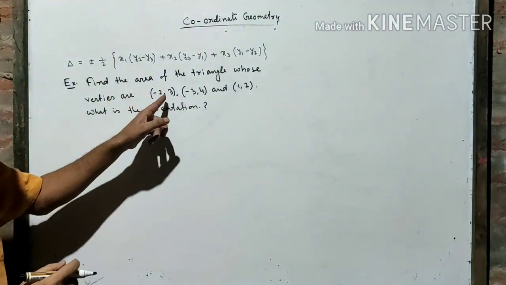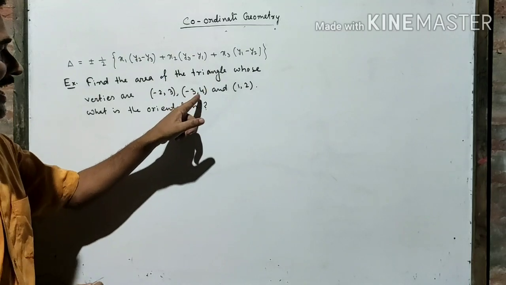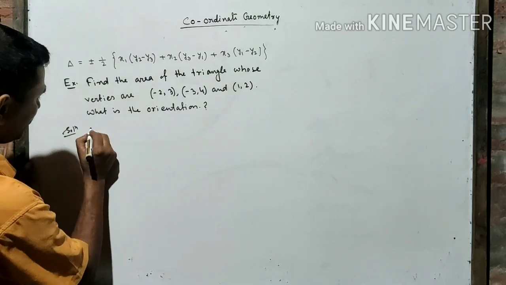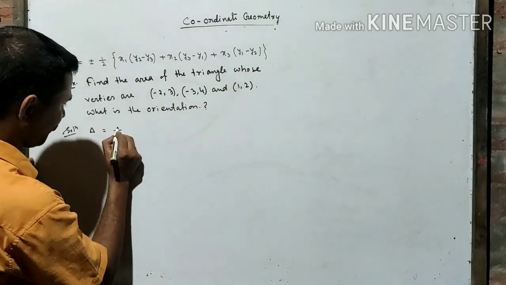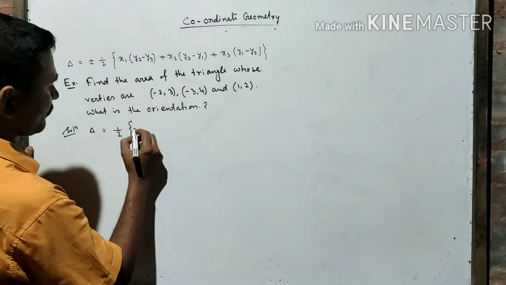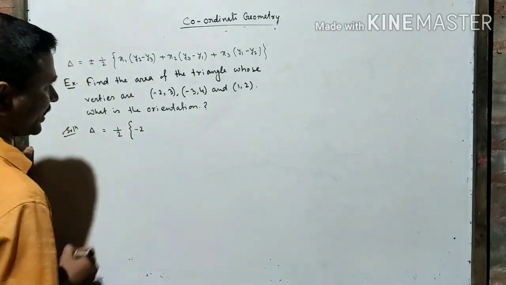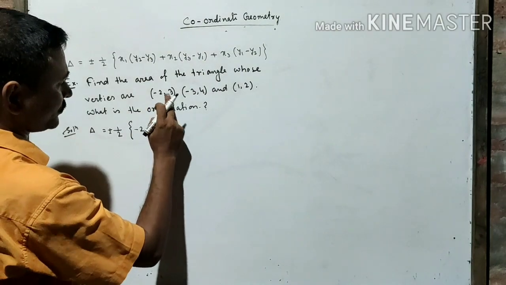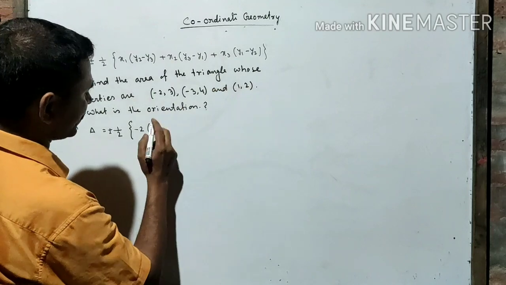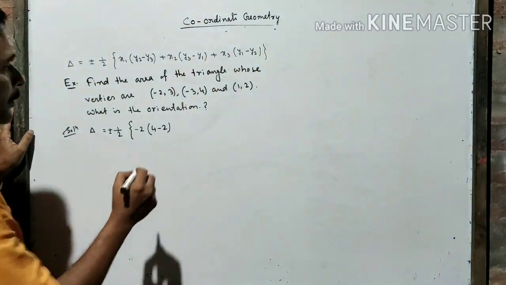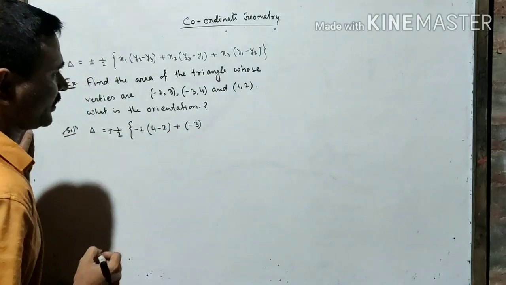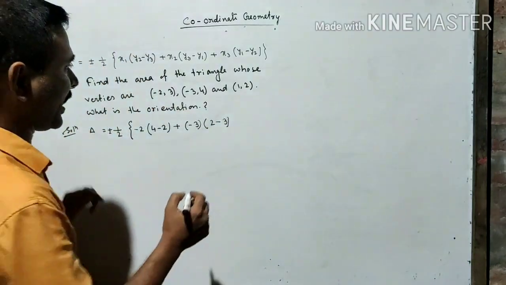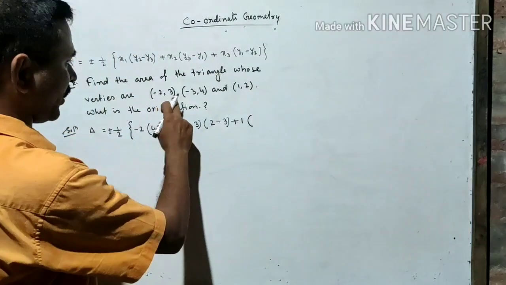So this is the first point, so these are x1, y1. This is the second point, so these are x2, y2. This is the third point, so these are x3, y3. Solution. Delta is equal to half of x1, what is x1? Minus 2 into (y2 minus y3) plus x2 into (y3 minus y1) plus x3 into (y1 minus y2).